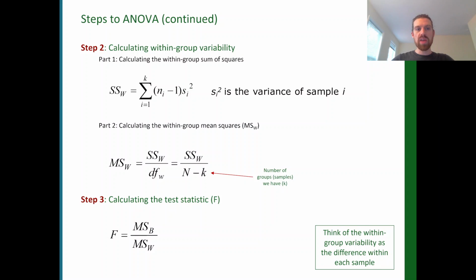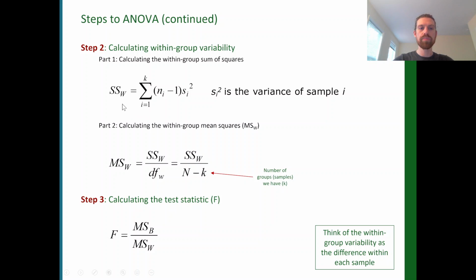Then in the second step, we need to get the within group variability. So basically we're doing the same again, where to get this SSW, we need to take the sum for all groups. And then for each group, what we're doing is we're subtracting 1 from this ni, so the number of observations in each group, and multiplying it by the s squared, which is the variance of the sample, for each individual sample that we've got.